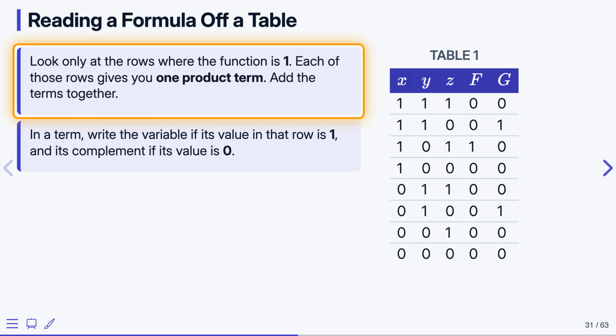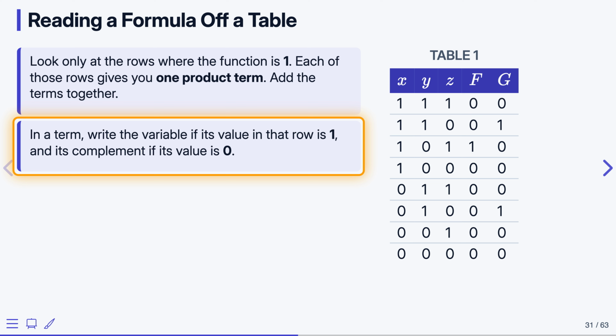The recipe for turning a table into a formula has two halves. First half. Ignore every row where the function is 0. Only the rows where the function is 1 matter. Each of those rows gives you one product term, and at the end you add the terms together. Second half. Inside a term you write one letter for each variable. If the variable is 1 in that row, write the plain letter. If it is 0 in that row, write the letter with a bar. That way the term switches on for that row and for no other row.